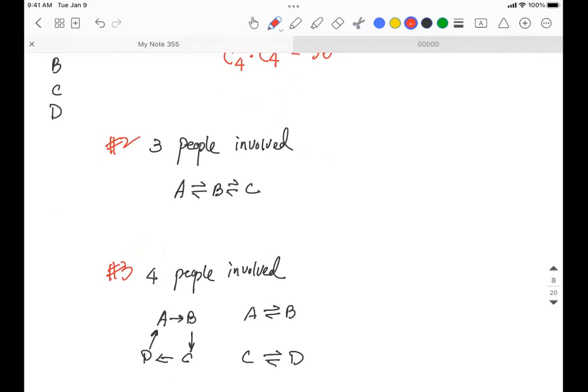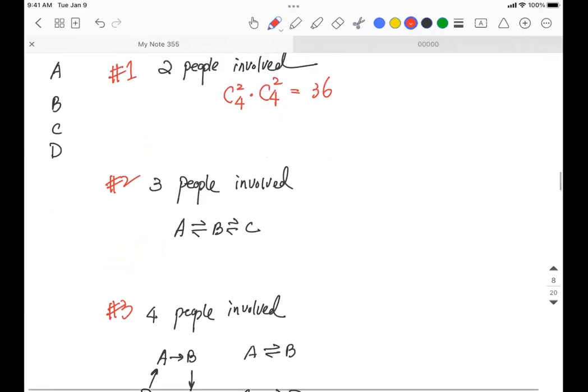Let's go to the second one. A, B, C. 3 people get involved. So first of all, from these 4 people, choose 3 to get involved. Is it A, B, C, A, C, D, or B, C, D, right? And then from these 3 people, there must be 1 in the middle, actually doing the liaison, like the hub in the middle. Choose 1 from the 3 in the middle.